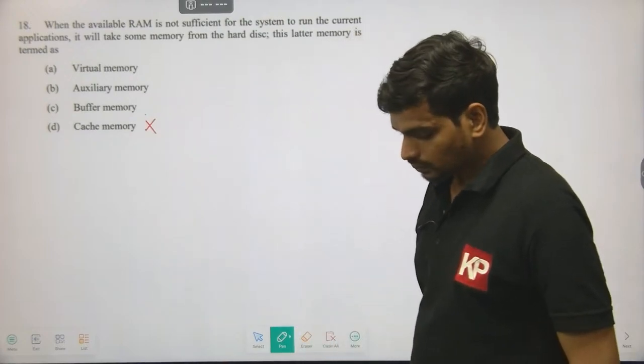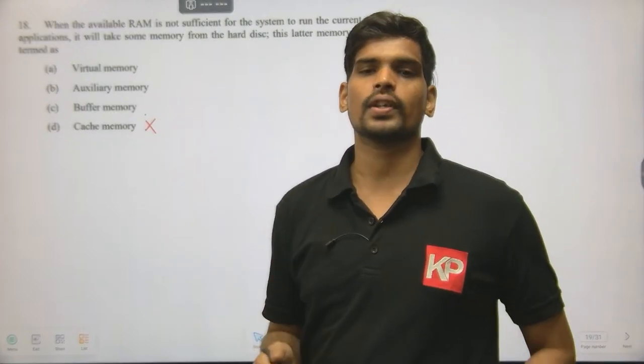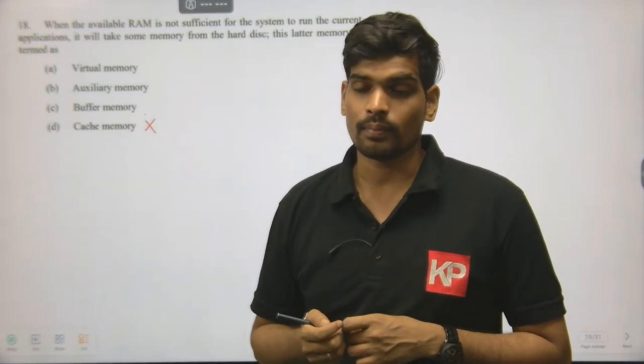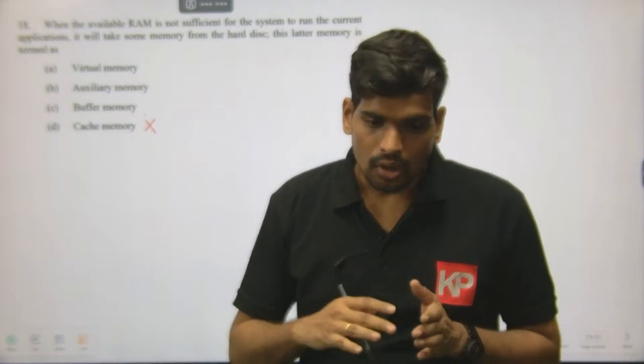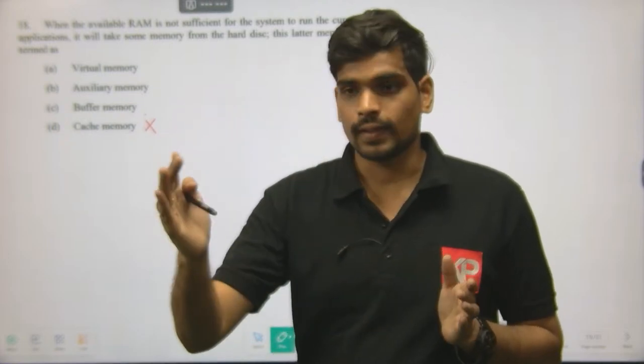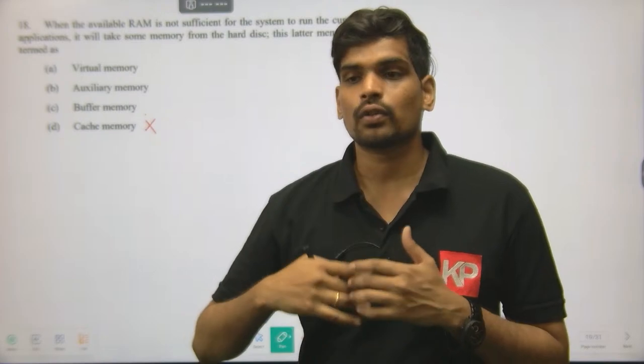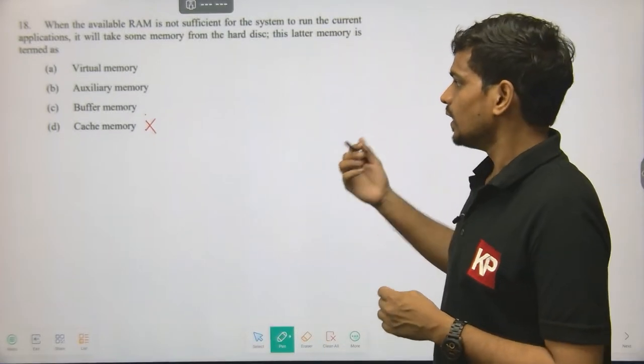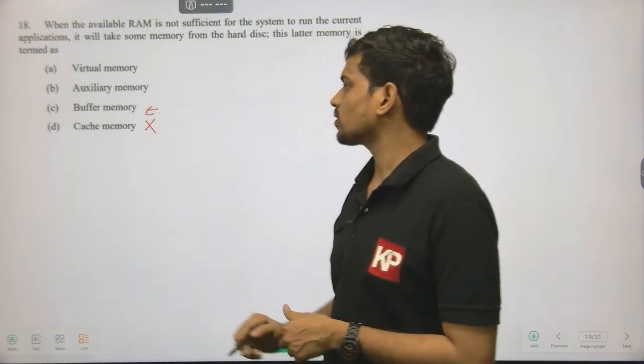Buffer memory. Buffer memory is a transitional memory. For example, if you are having a computer, you give a command to take a printout of something from your printer. So in the process of giving the command, the data transfers from the system to an external unit, could be a printer, could be a keyboard or a mouse, whatever external unit it is. That transitional memory is called buffer memory.